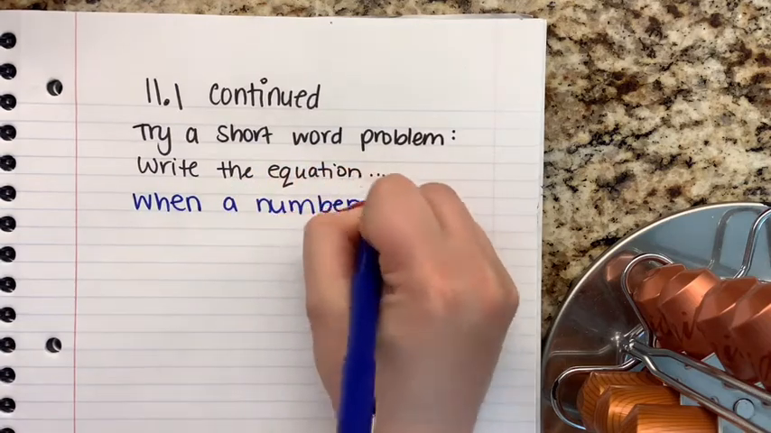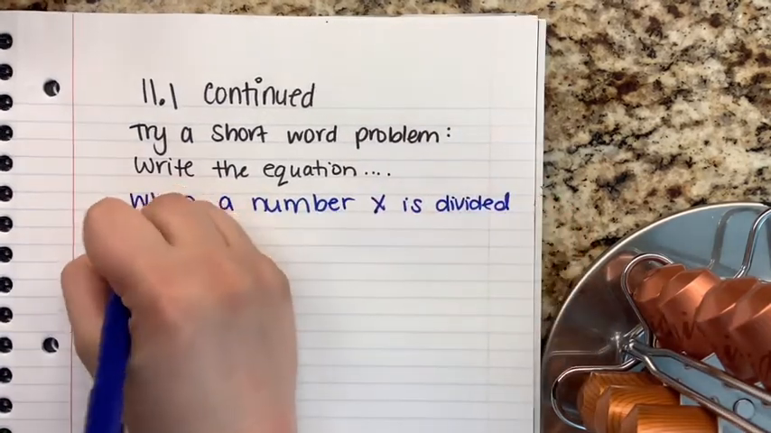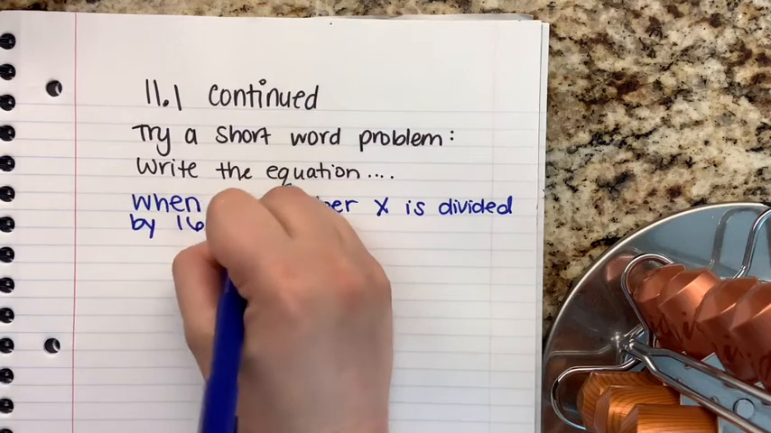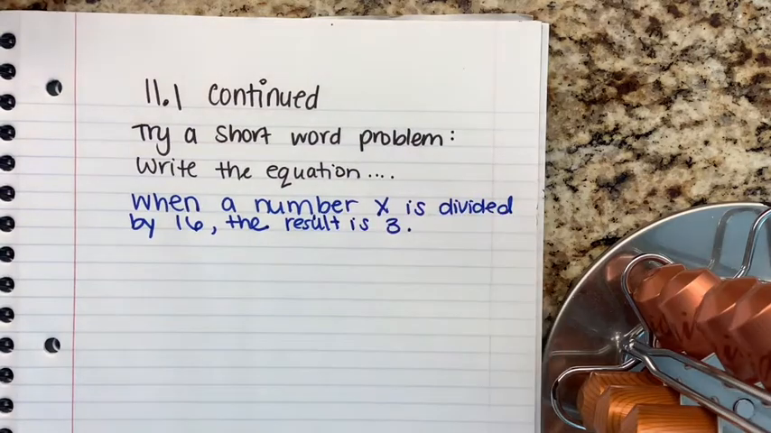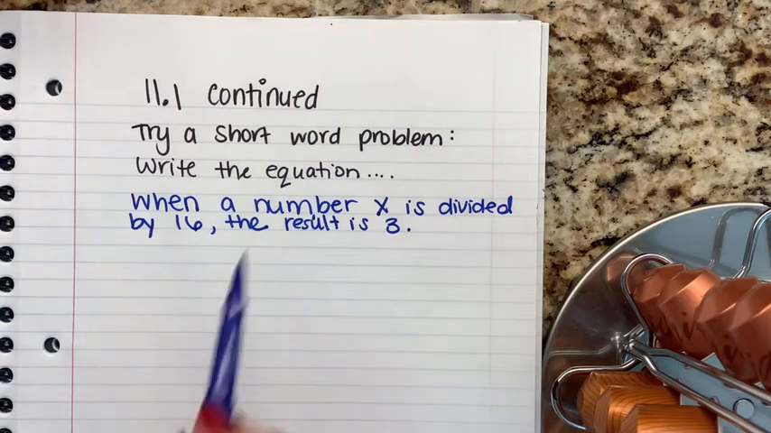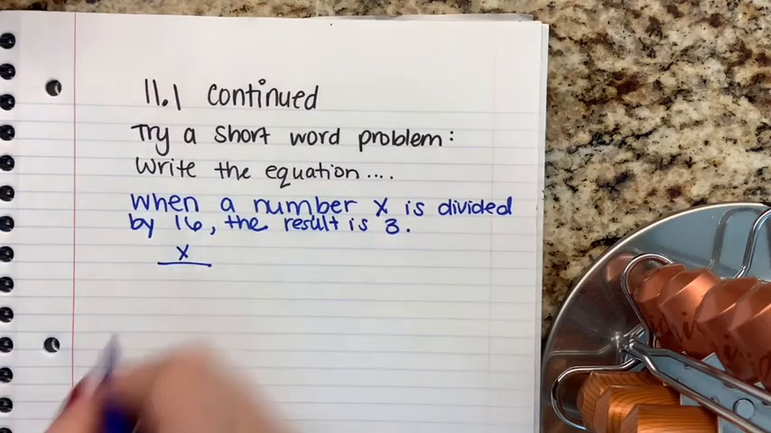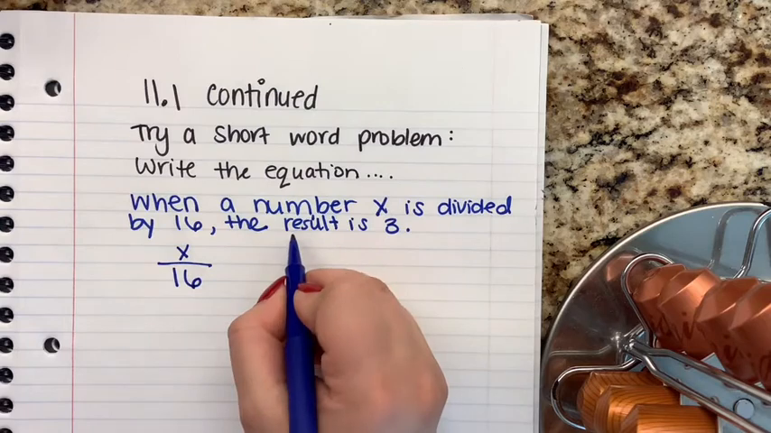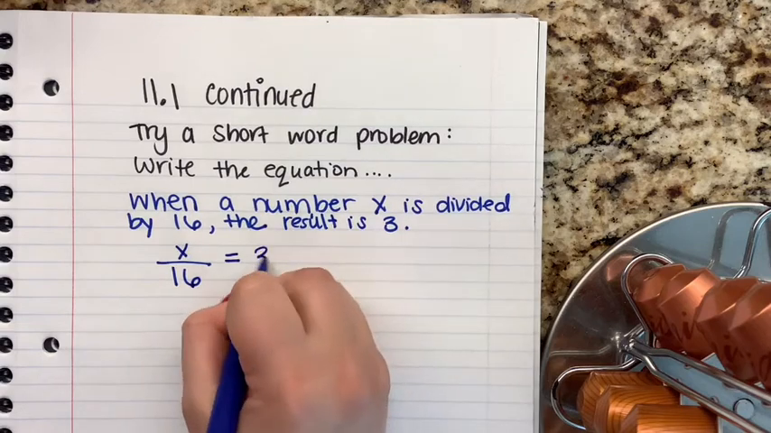When a number x is divided by 16, the result is 3. So result is a synonym for the word answer. So if I were to take this short word problem and write it out as an algebraic equation, I know my missing number is x divided by 16, and this word result, meaning answer, is where I need to put my equal sign, is 3.